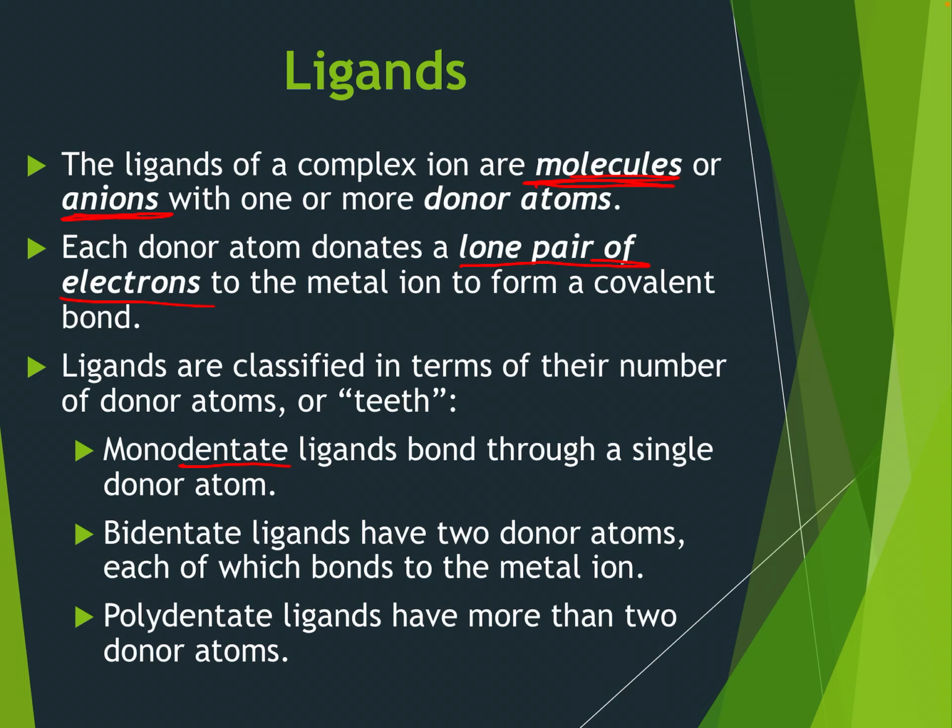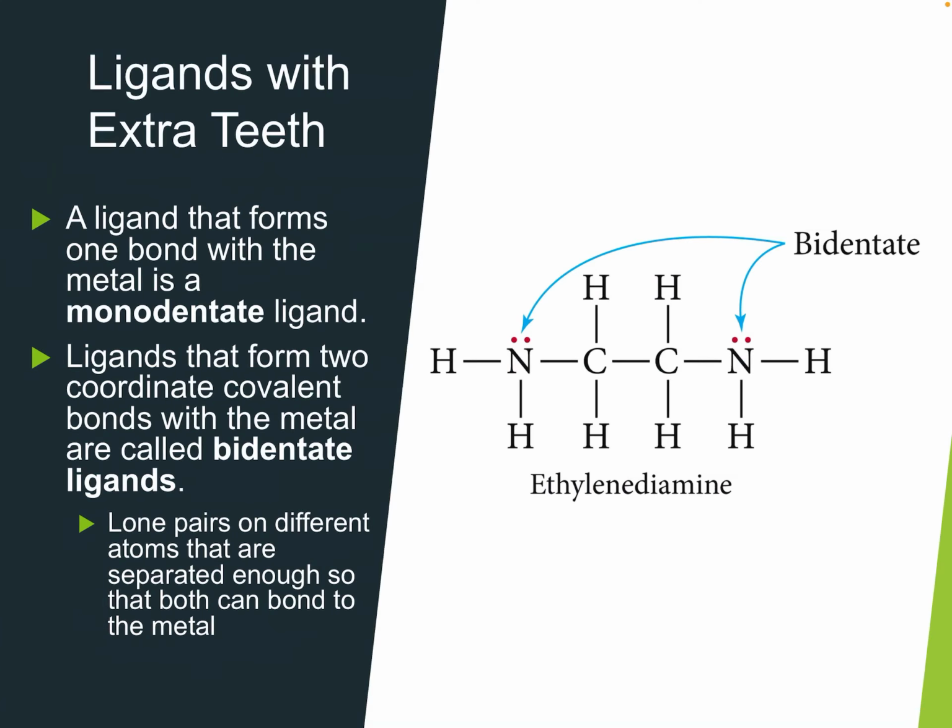If we have a bidentate ligand, then it can have 2 different donor atoms. So it's not the same atom donating 2 different pairs of electrons. It's going to be 2 completely different atoms, maybe an oxygen and a nitrogen. And each one of those atoms will donate a pair of electrons to the metal cation. And then we can also have polydentate ligands, which means that they have more than 2 donor atoms. Okay, so we're going to look at those.